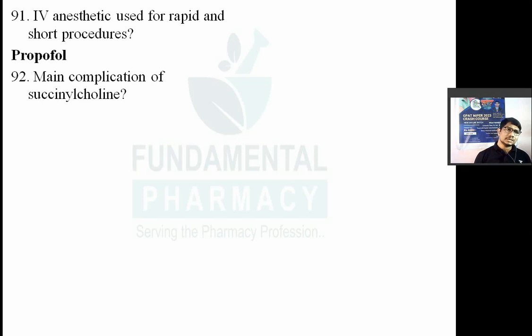Question number 92. Main complication of succinylcholine. What is the major adverse effect of succinylcholine? Basically, they are asking the major adverse effect of succinylcholine. So what is succinylcholine? It is a skeletal muscle relaxant. It is a contact poison. So succinylcholine is a contact poison or skeletal muscle relaxant. It is a depolarizing type of skeletal muscle relaxant.